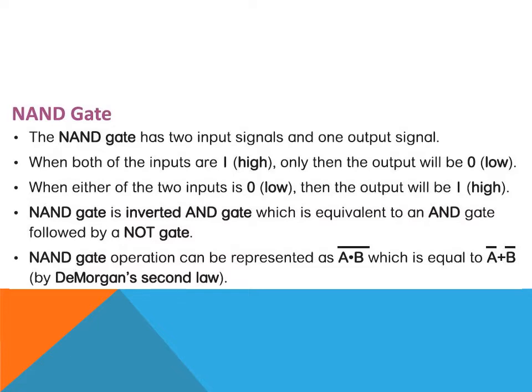We have already known that the AND gate is represented by A dot B. The output of an AND gate is A dot B. So if we reverse the output of the AND gate, we will get a NAND gate. The reverse symbol is a bar on the top of the output. So the output will be represented as A dot B whole bar. Now this is equal to A bar plus B bar.